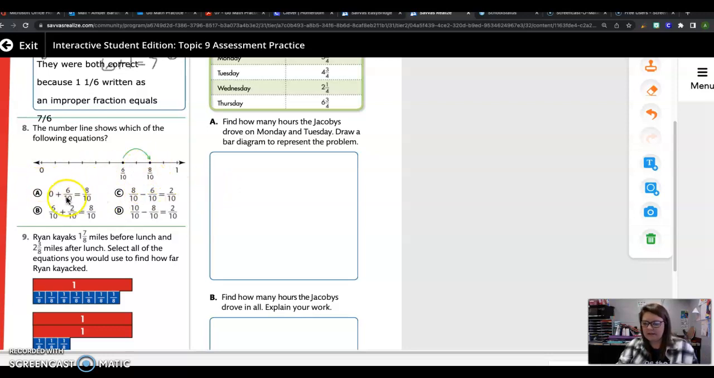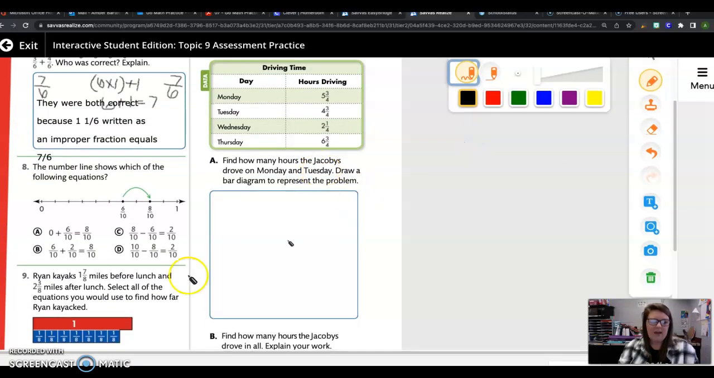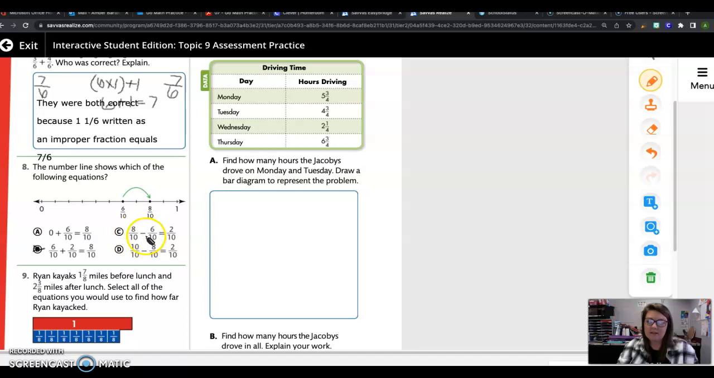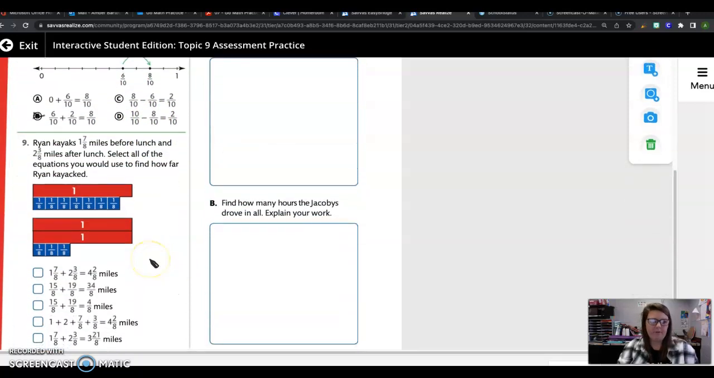Now let's see if that's one of my options. A is definitely not it. B, 6/10 plus 2/10 equals 8/10. That's the one we were looking for, but I still want to double check. This is a subtraction problem, and that's not an option because our fraction was increasing, not decreasing. If my arrow had pointed this way, then it would have been a subtraction problem, but it's not. And letter D is also a subtraction problem, so we're not looking for that.